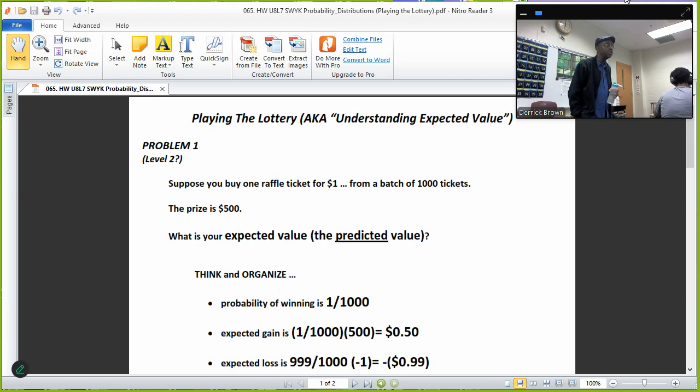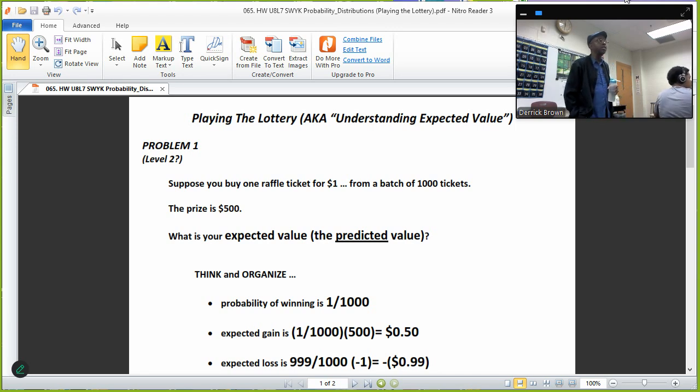Why is there stunned silence in this room? Because I'm asking you to read a number. It's 50 cents. 50 cents is the expected value for the winner. Because the winner is going to get $500. The probability of winning is 1 out of 1,000.